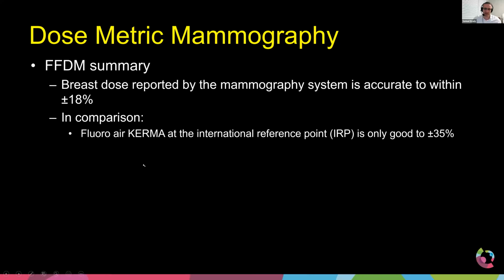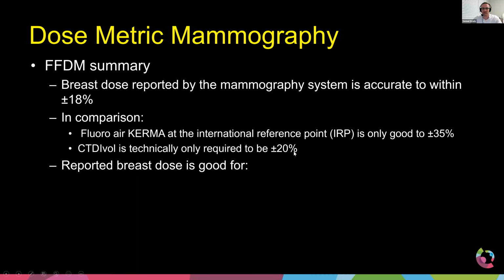So how does this compare to other modalities? You might be thinking this is not good, right? 18% spread. Well, in fluoro, remember, the Air Kerma measured at the international reference point, the IRP, is only required to be within 35%. So not quite double, but the values that you measure on a fluoro system can be significantly different than what you physically measure using an ion chamber. CTDIvol, or the volume CTDI in CT, can be upwards of a 20% difference. So breast dose, mammography doses, are actually not too far off. In fact, they're doing pretty good in comparison to the other machines out there when we're calculating and collecting their dose metrics, CTDIvol and Air Kerma at the IRP, when we do DRLs.